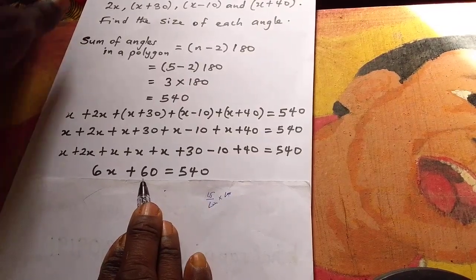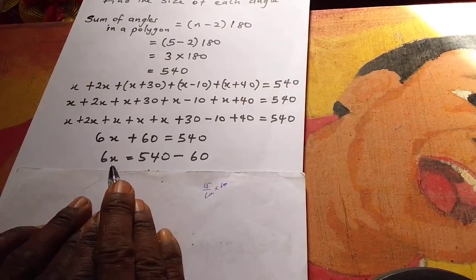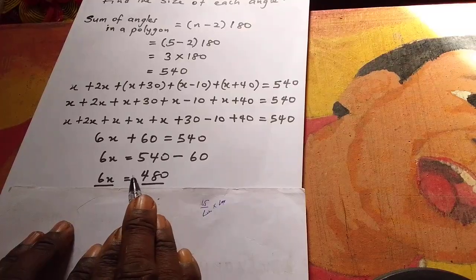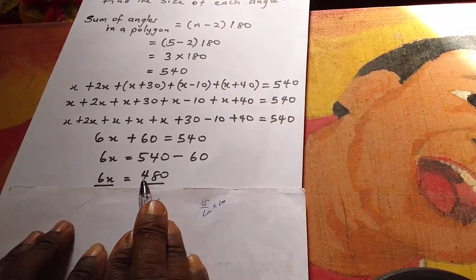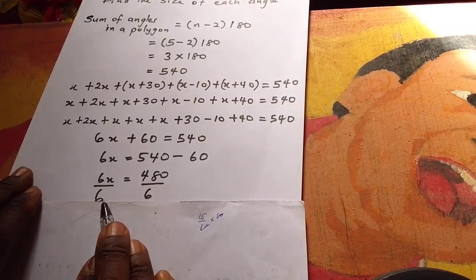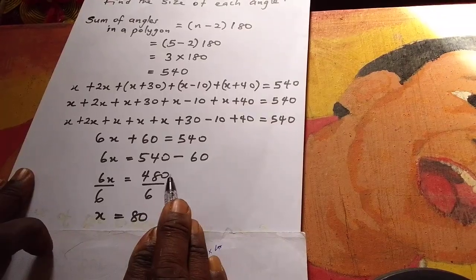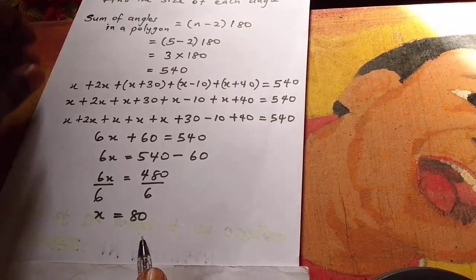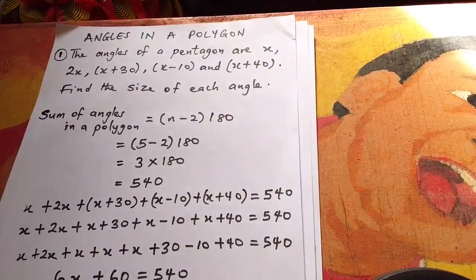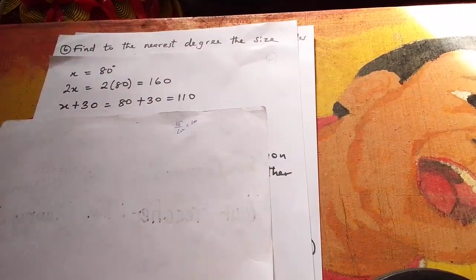So you now bring this plus 60 to the other side. It will now be minus 60. 6x is equal to 540 minus 60, which gives us 480. To get the value of x, we divide both sides by 6. So x is 480 divided by 6, which gives 80. So the value of x is 80.